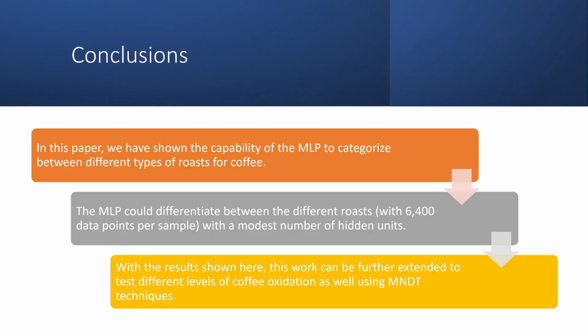So in conclusion, in this paper, we have shown the capability of the MLP to categorize between different types of roasts for coffee. It could differentiate between the different roasts with a very modest, very small network. However, the results are very good. With the results shown here, this work can be further extended to different levels of coffee oxidation, as I mentioned before, using MNDT techniques.